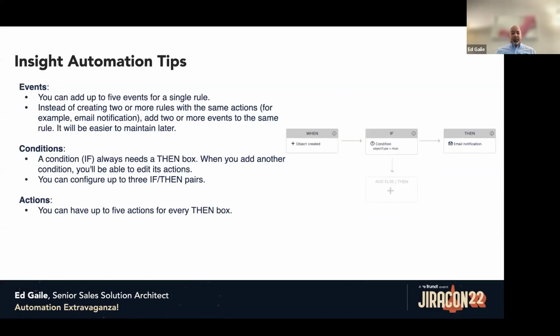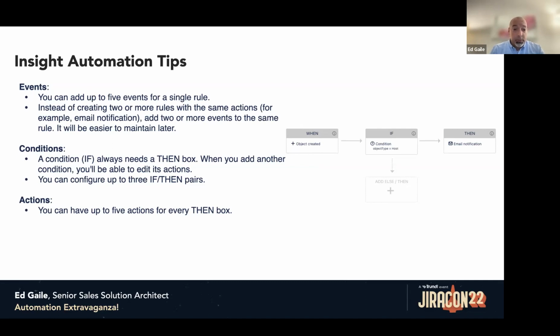So some quick Insight automation tips for those that may have it and want to utilize it. You can add 5 events for a single rule. So when I say 5 events, I mean the 5 when. And instead of creating 2 or more rules with the same action, you can consolidate those. So say I have an email notification that goes to my IT department for something. I can do, when an object is created, plus I can add when an object is deleted, plus I can add something else. They're all going to be sending a notification to a specific system area. So instead of creating 2, 3 individual rules, I can just create 1 rule that has 3 triggers and send it to the same notification.